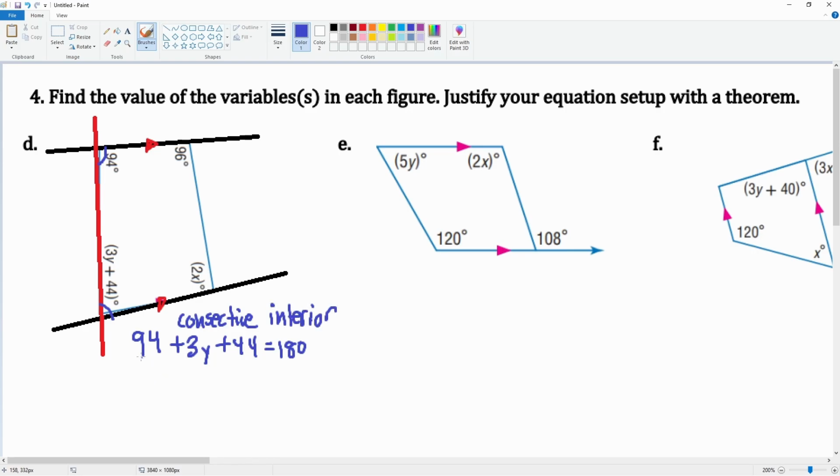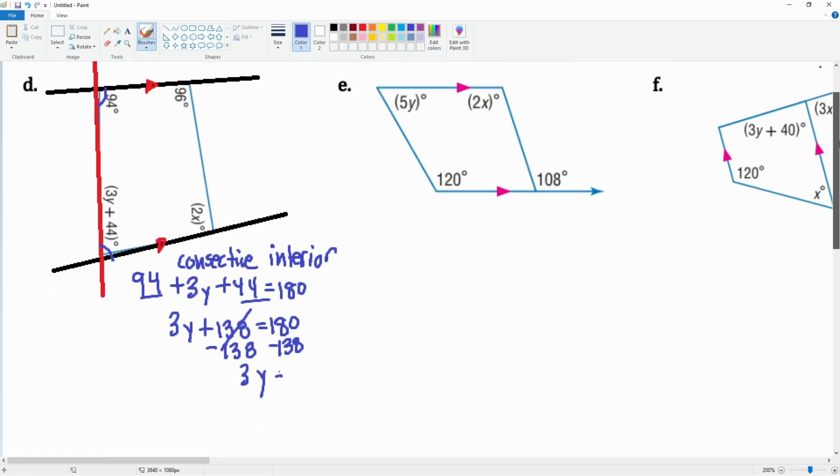Okay. These two are like terms, so you can add them together. So it's 94 plus 44, that gets you 138. 3y plus 138 is equal to 180. Minus 138 to both sides. You get 3y is equal to 180 minus 138 is 42. Divide by 3 to both sides. You get y is equal to 14.